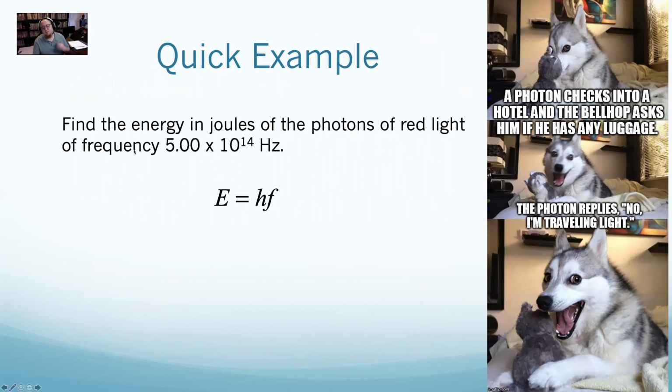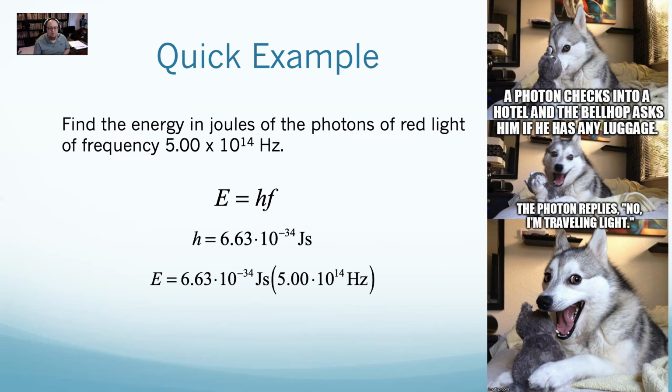The energy of the photon is Planck's constant times frequency. I'm dropping the n here because n is for multiple photons. One photon, you don't need it. And the h in this equation, once again, is Planck's constant. It is a constant. It has this value. It is and always will be 6.63 times 10 to the negative 34th joule-seconds. And so the energy of one photon of red light will just be that number times the frequency. There you go. There's the energy.